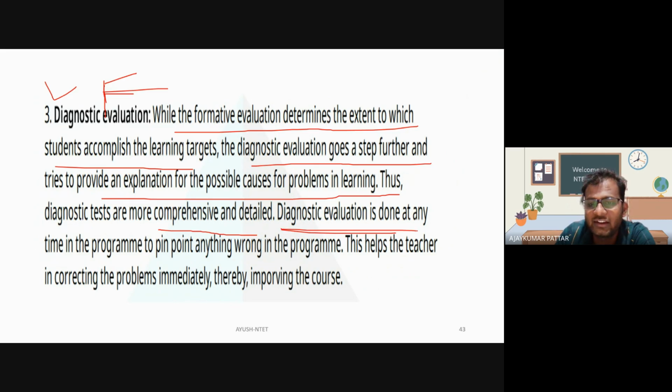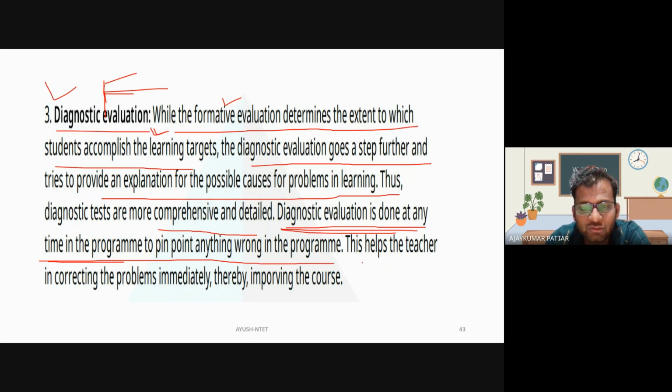That is nothing but diagnostic evaluation. It is done at any time in the program to pinpoint anything wrong in the program, but not routinely. Only in formative evaluation में कुछ हमको प्रॉब्लम लग रहे, टारगेट अचीव नहीं कर रहे हम, अगर फिर 50 बच्चे में 10 बच्चे भी पास नहीं हो रहे at a particular concept, then we will go for the diagnostic evaluation where the real problem is. To diagnose that problem, we will go for the diagnostic evaluation.